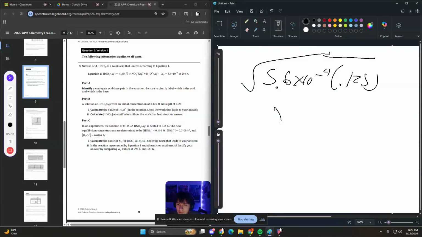We would get 8.3 times 10 to the negative third. Okay, so that will be our concentration of nitrous acid at equilibrium.